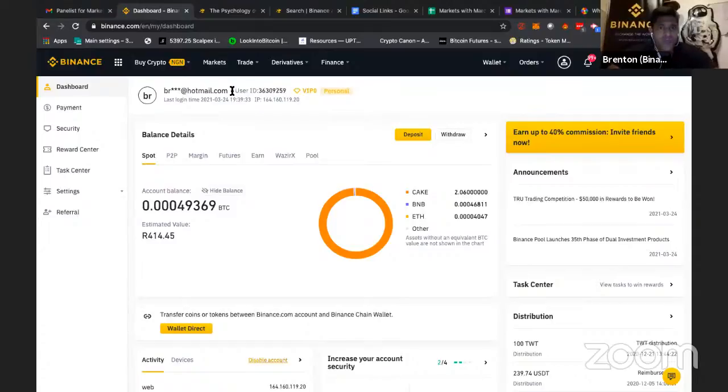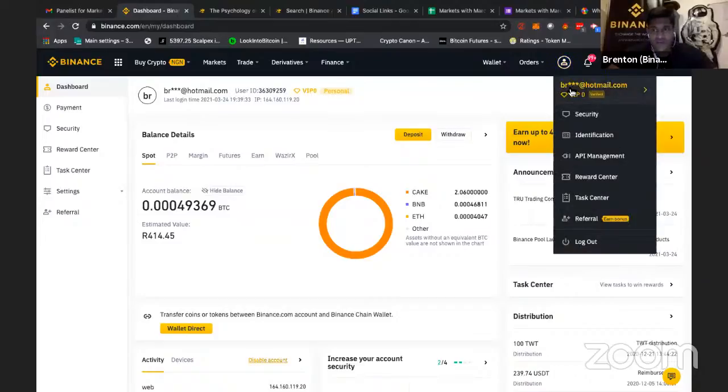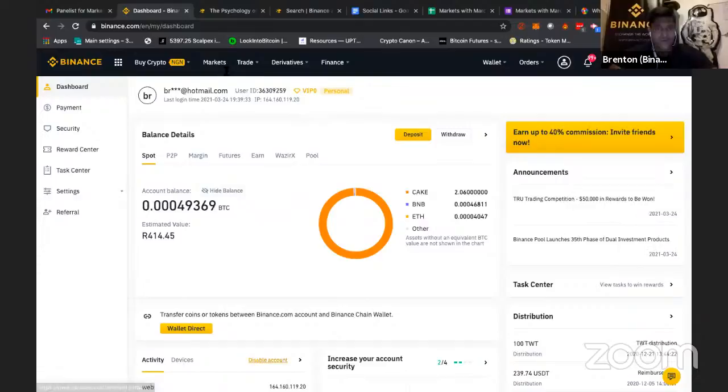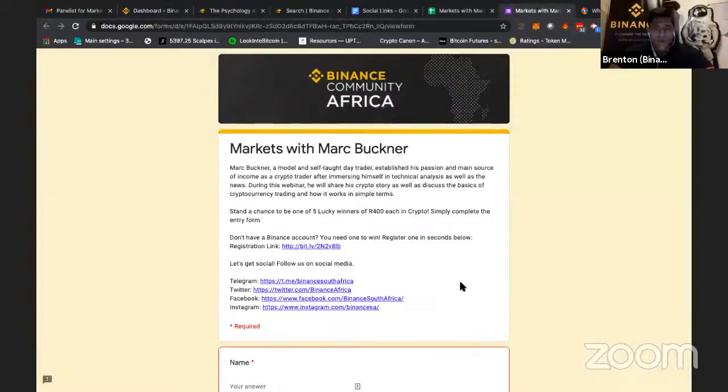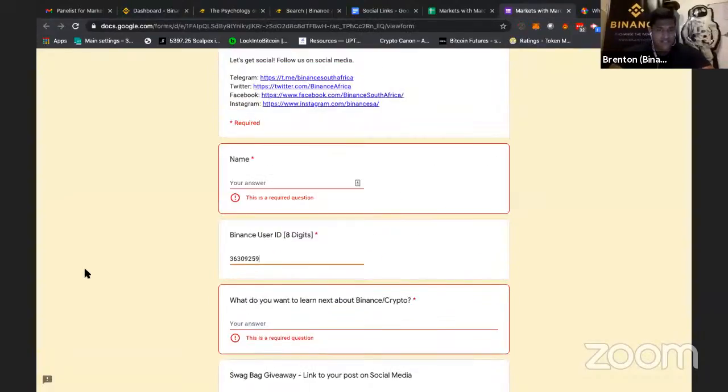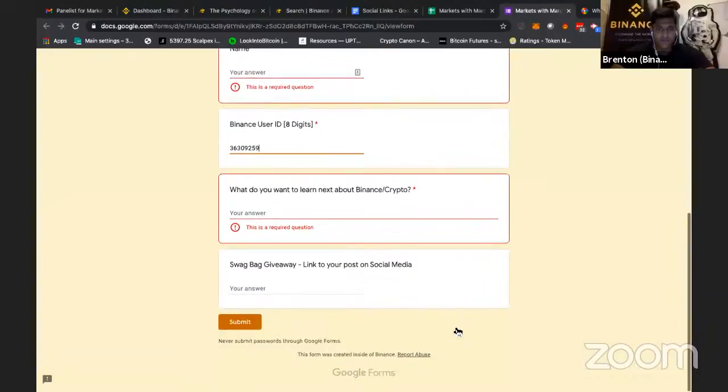So this is your Binance user ID. As soon as you log in, you navigate to the little person icon, select the first option, and you'll land on your dashboard. As soon as you are here, you'll see next to your email or your cell phone number a little 8-digit number. You literally just copy that and paste it into your competition entry form.